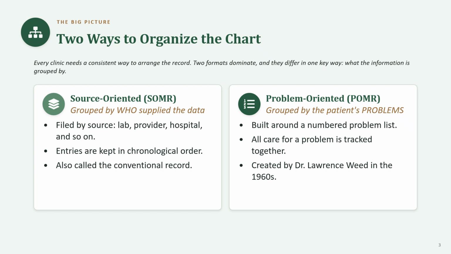You will also hear the SOMR called the conventional record because it is the traditional approach. In the problem-oriented medical record, the POMR, information is grouped by the patient's problems instead. The record is built around a numbered problem list, and everything related to a given problem is tracked together. This format was created by Dr. Lawrence Weed in the 1960s, and we will spend the next few slides on it because it gave us tools you will use constantly, including the problem list and the SOAP note. So as we go, SOMR groups by source, POMR groups by problem.